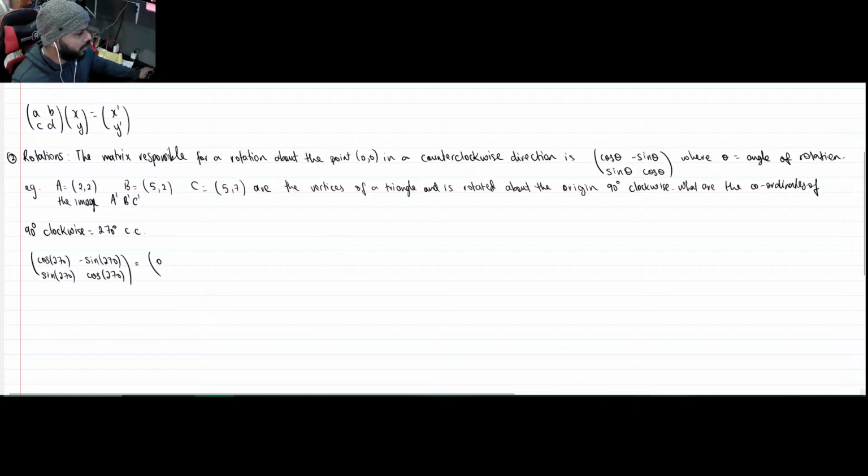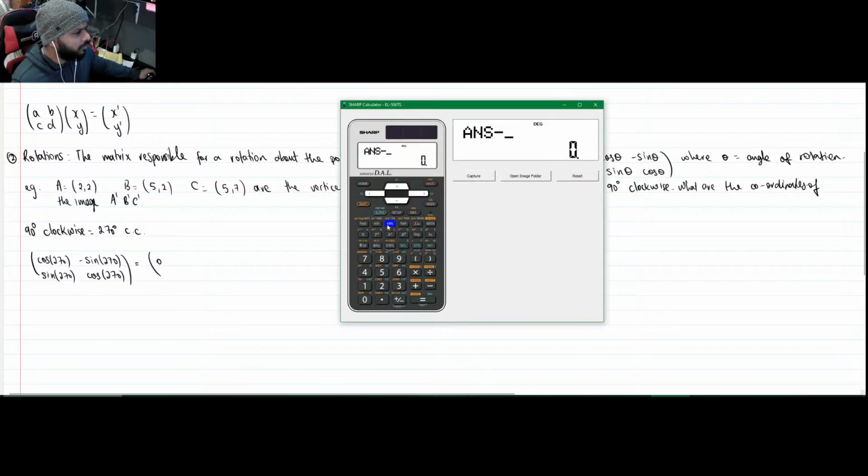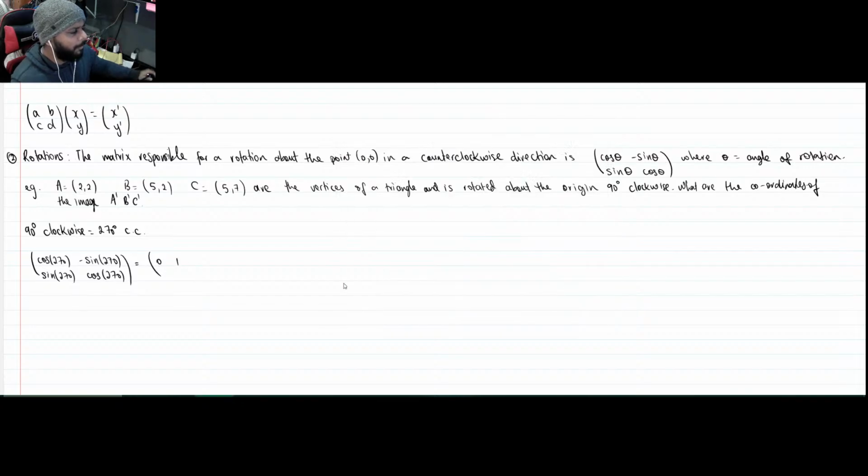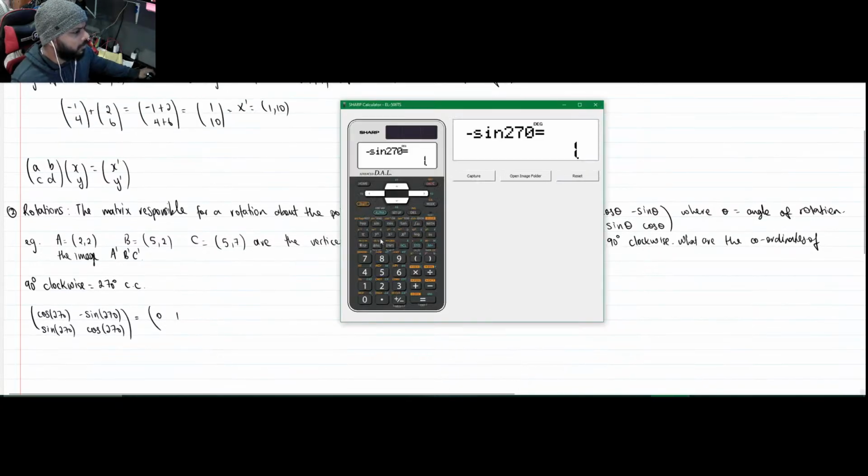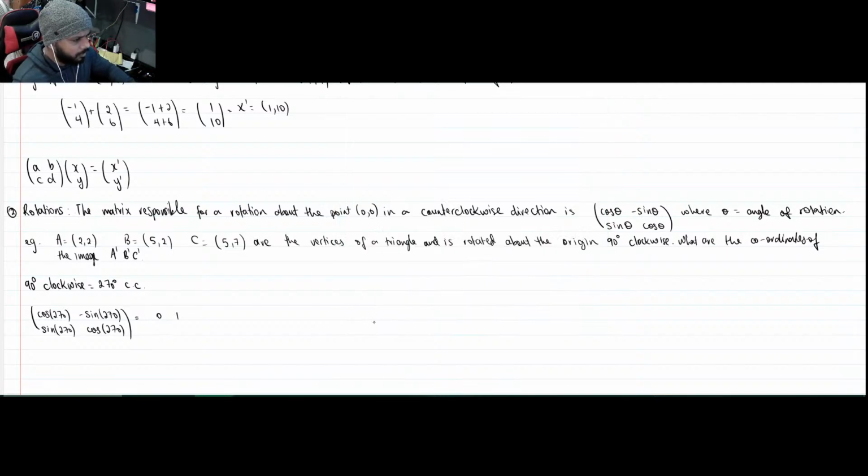What is negative sine 270? Negative sine 270 degrees is 1. Sine of 270 degrees will be negative 1. Let me fix this bracket here. Negative 1. And cosine of 270 degrees is 0. So this is the matrix responsible for this particular rotation.